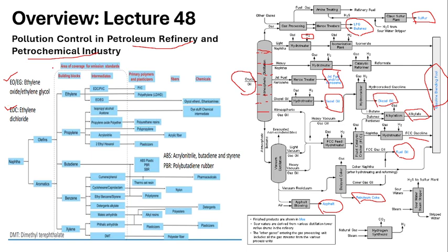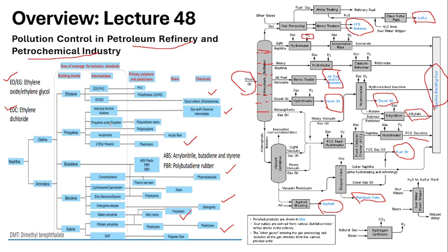From these intermediates, the final products like dyes, pharmaceutical products, detergents, plasticizers, polyesters, acrylic fiber, glycols, and ethers are made. So these are some of the useful chemical products obtained from petroleum-based products. Okay. So these petroleum-based products are obtained from the crude oil, and these chemical products are obtained from the petroleum-based products. Okay. So this is what happens in the petroleum refinery and petrochemical industry.